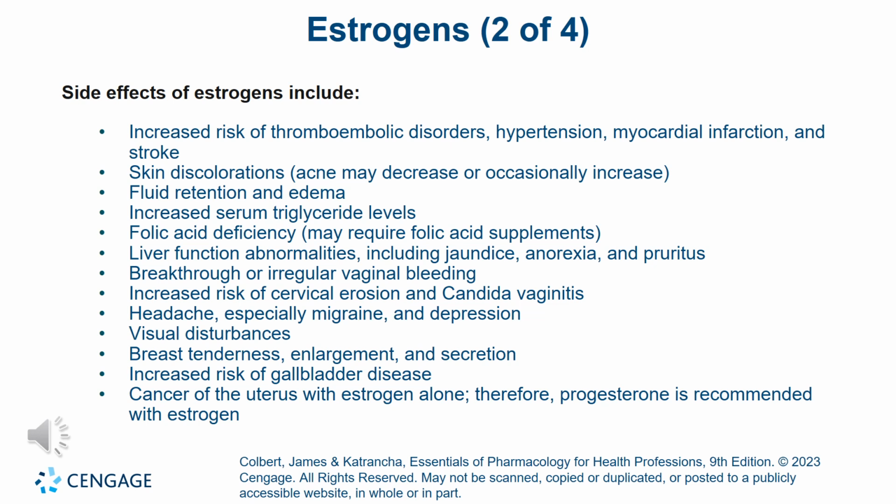Breakthrough or irregular vaginal bleeding. Increased risk of cervical erosion and candida vaginitis. Headache, especially migraine and depression. Visual disturbances, breast tenderness, enlargement and secretion. Increased risk of gallbladder disease and cancer of the uterus with estrogen alone. Therefore, progesterone is recommended with estrogen.